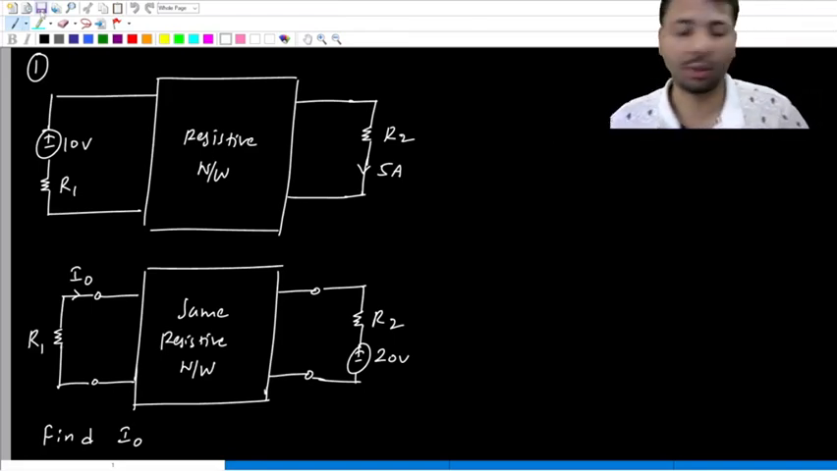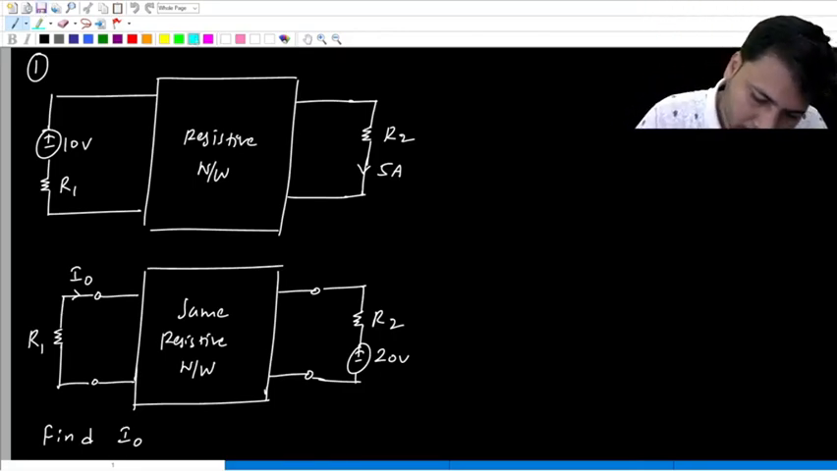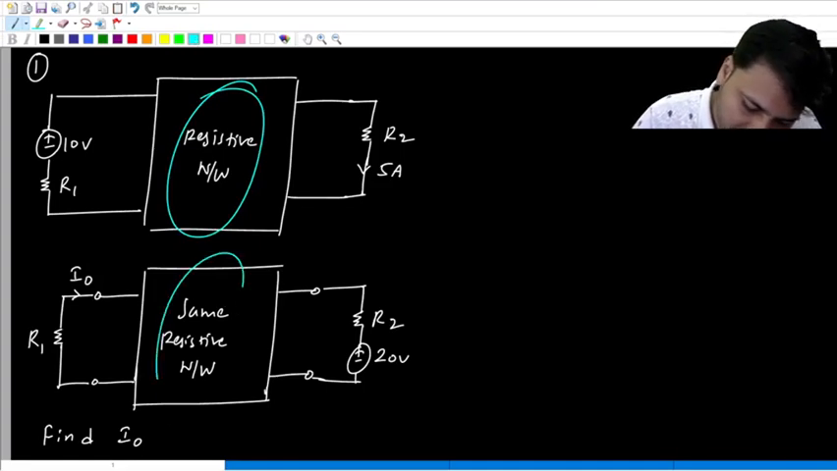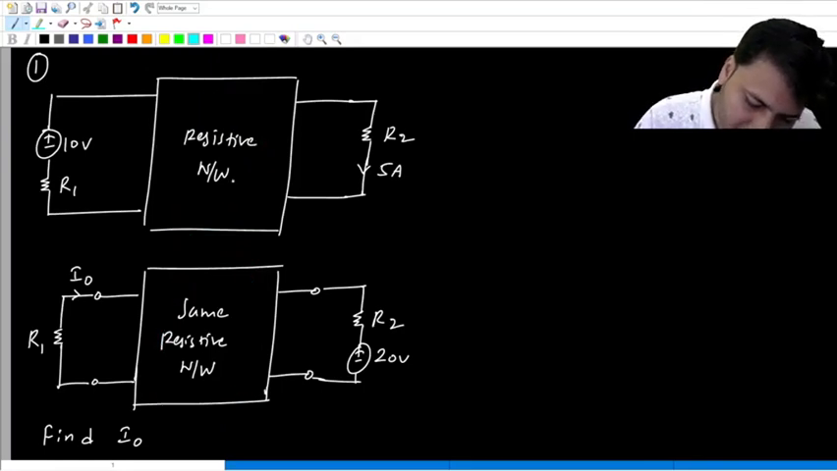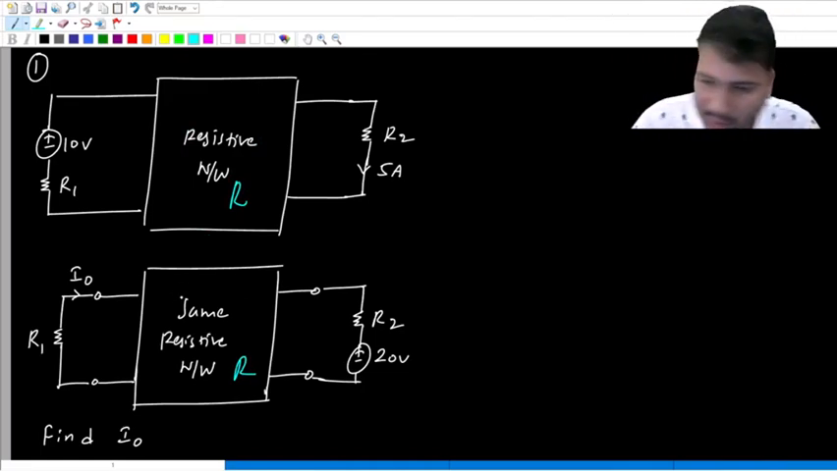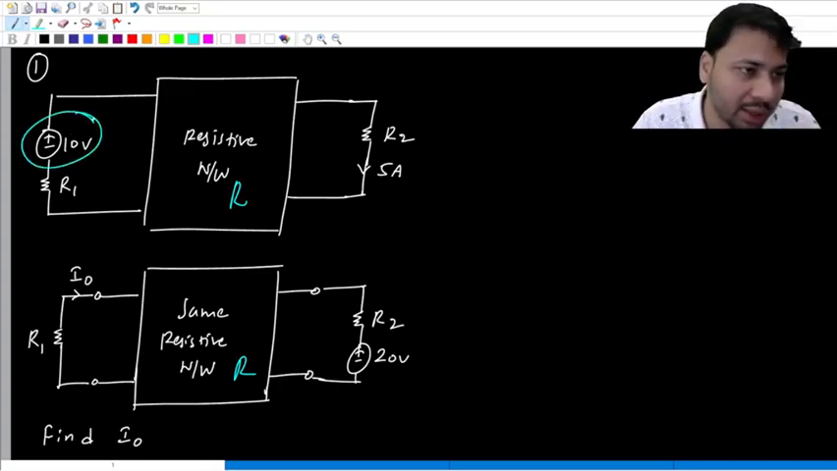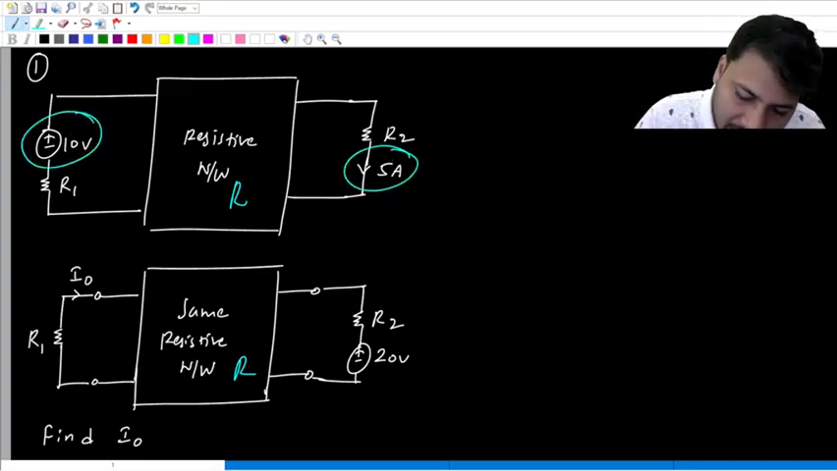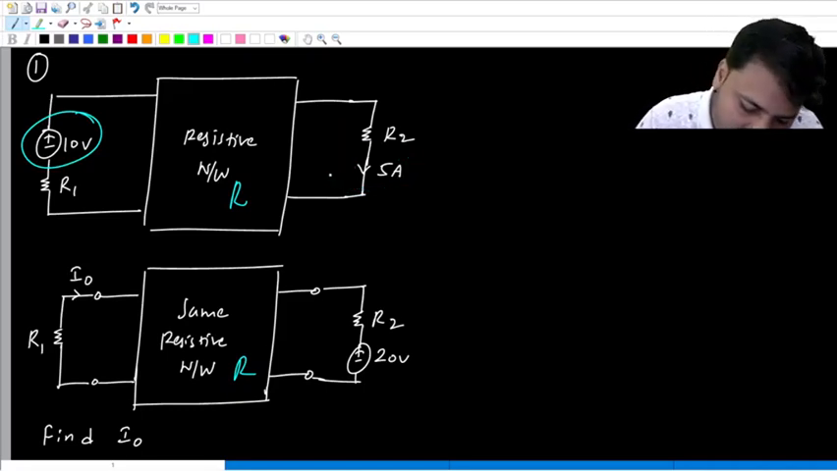Okay guys, look at this problem. So there is a resistive network. There is also the same resistive network. So this box contains resistors. Inside the box you have resistors. And two different cases are given. In one case, on the left hand side we have a voltage source, and on the right hand side the current in this branch is given. It is some 5 amperes.